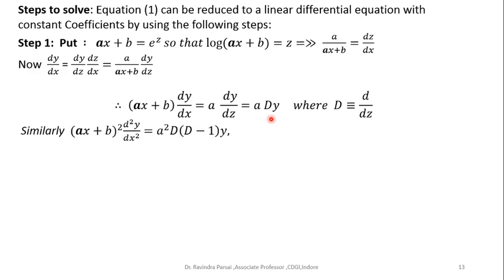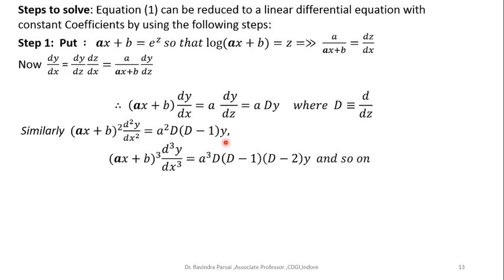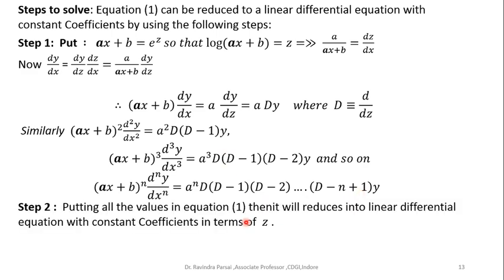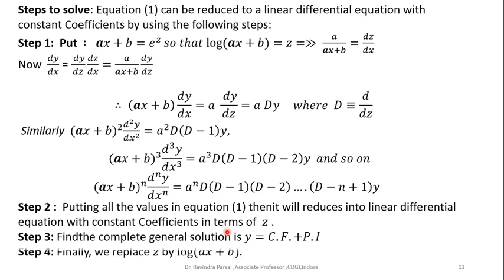Similarly, you can find the second differentiation: when you repeat this method for the second time, you will get a squared D into (D minus 1) of y. Then in the third phase you will get one more factor added, and so on up to n, where there are n factors, the last being D minus n plus 1. Therefore, on putting all these values in equation number 1, you will get a constant coefficient equation in terms of the independent variable z. Find the complete solution, and then finally you replace z by log of ax plus b.